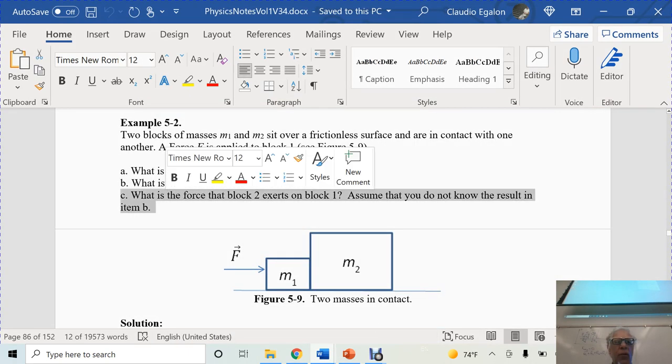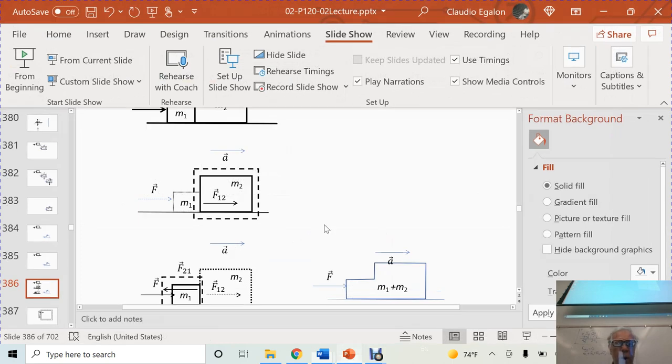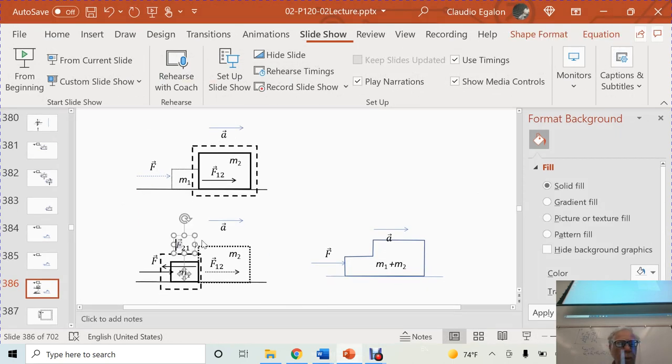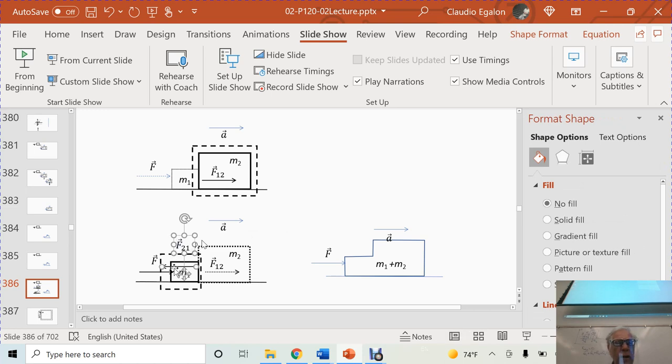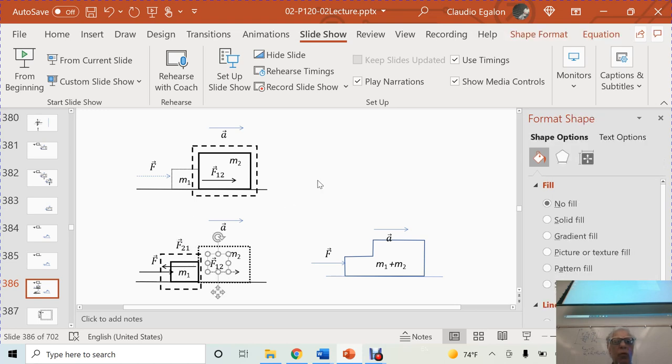And then item C. Now I want to know the force that block 2 exerts on 1. Assume that you do not know the result in item B. If you knew the result in item B, you would already know the value of the force block 2 exerts on 1, right? Let's go back here. That's the force that block 2 exerts on block 1. It is an action-reaction pair. So the magnitude of this one compared to the magnitude of this one should be what?